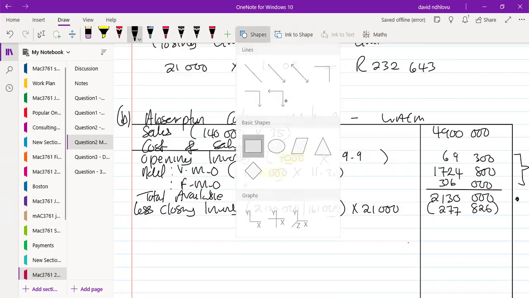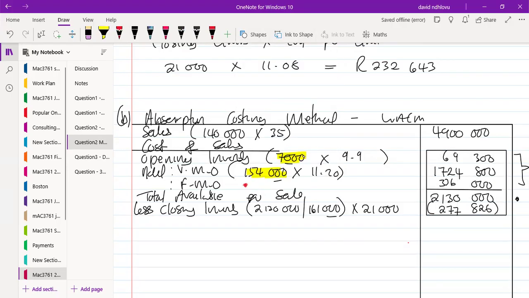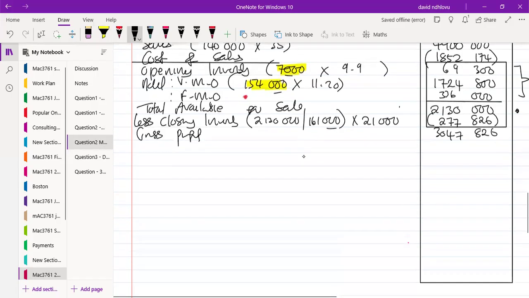Right, once we have that, then we add everything together. So it's 2,130,000 minus 277,826, and that is going to give us 1,852,174. Right, and when we deduct that from the sales figure, we then get a figure of 3,047,826, and that is gross profit. Right, any questions so far, people? Are we following?